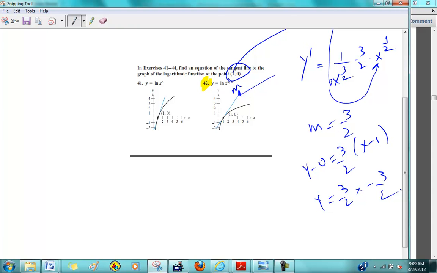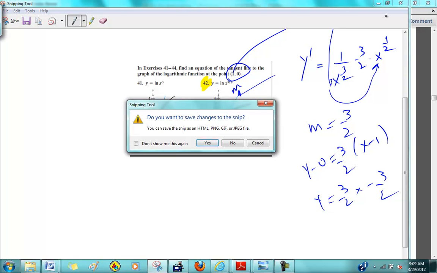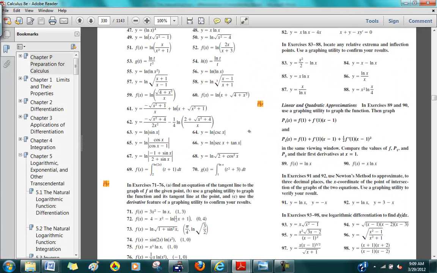Okay, so the main thing is make sure you know how to do derivatives of ln functions, because that's the homework tonight. It's all derivatives of ln functions. Okay. One more problem and then we are done. Okay, I'm going to do number 60.